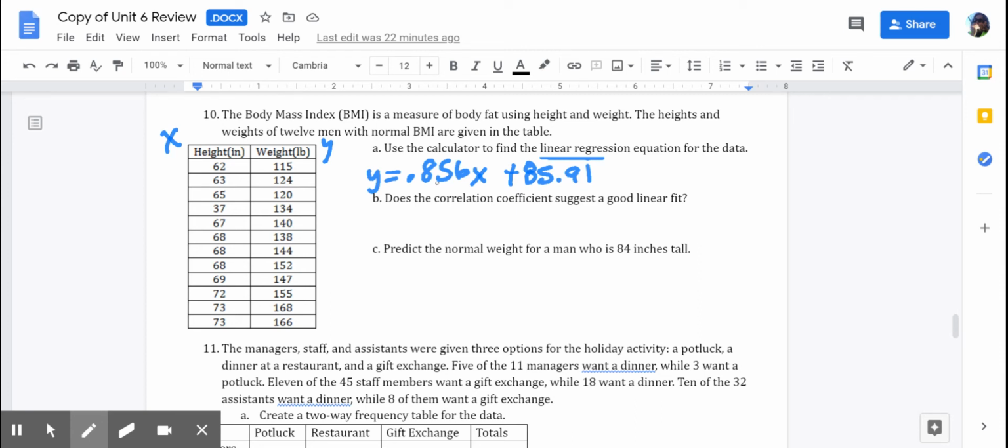So does this correlation coefficient suggest a good linear fit? Well, I found the correlation coefficient to be 0.49. And we do say that's positive and weak, but no, this would not be a good fit.